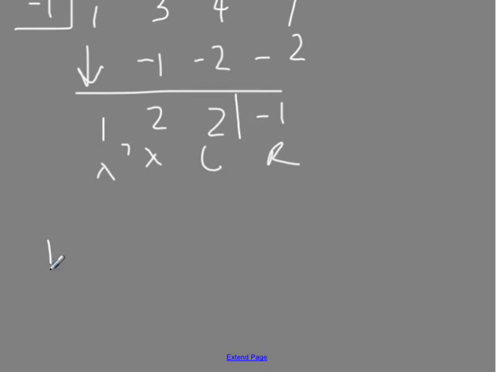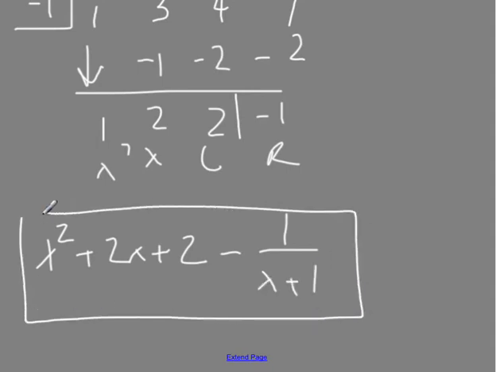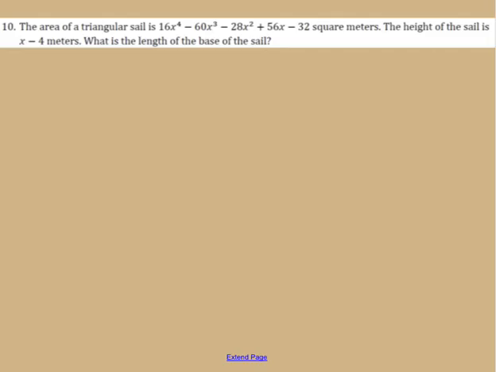So then what we're going to have is x squared plus 2x plus 2 for our final answer. Then we need to put in our remainder. So it's minus 1 divided by x plus 1 for our final answer. So this right here is going to be our length, and then we need to put our label, and we're labeling our side in inches. So let's take a look at number 10.